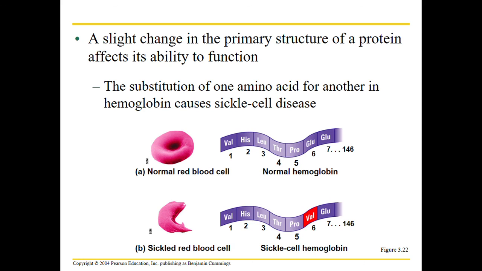By the way, a good way to remember differences between proteins, sugars, fats, lipids, and nucleic acids is proteins are going to end in IN, so hemoglobin, protein. Sugars usually end in OSE, so fructose, glucose, and then fats and lipids will end in ONE.